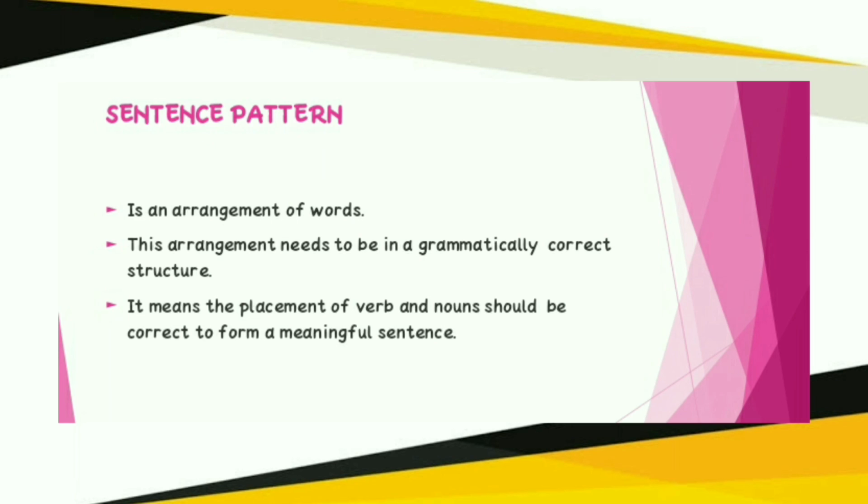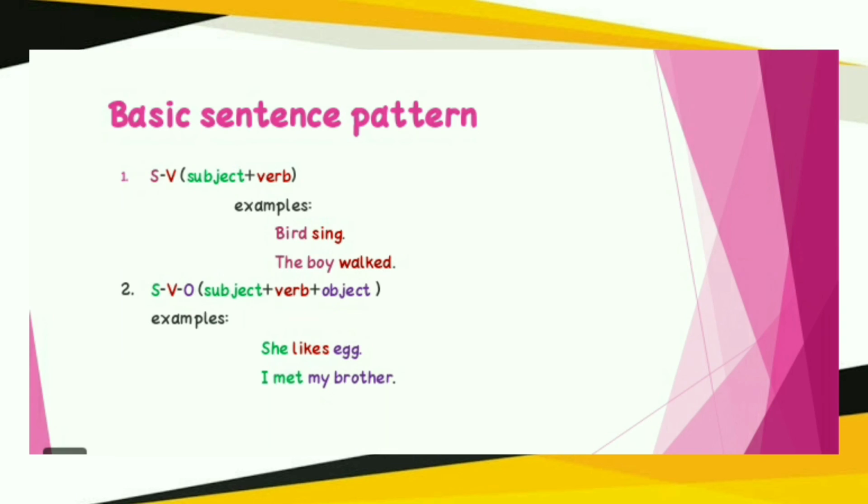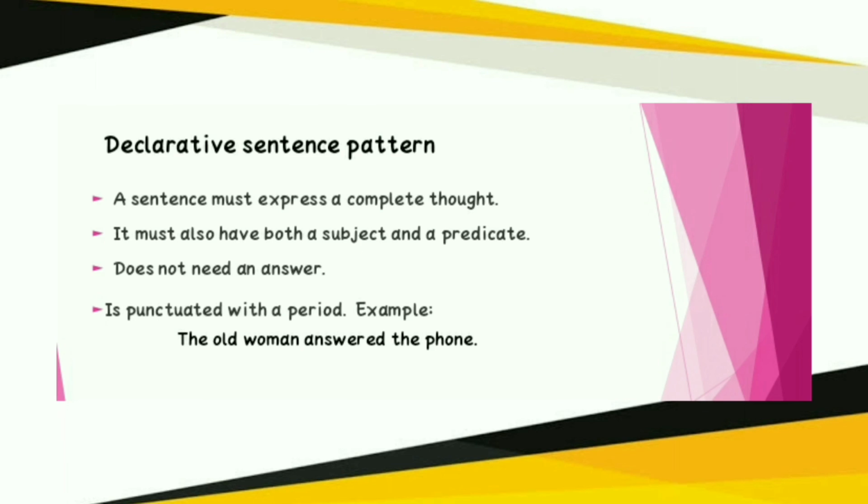So we have the basic sentence patterns. First, the subject plus verb, the subject plus verb plus object. The third one is the subject plus verb plus adjective, the subject plus verb plus adverb, the subject plus verb plus noun. Declarative sentence pattern. A sentence must express a complete thought. It must also have both a subject and a predicate. Does not need an answer. Is punctuated with a period.